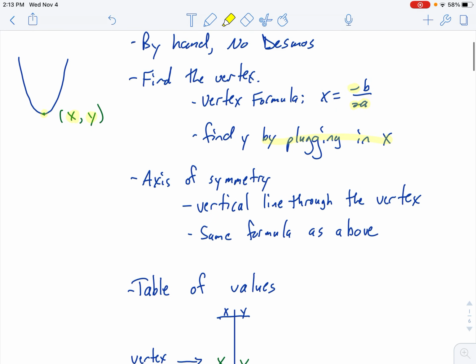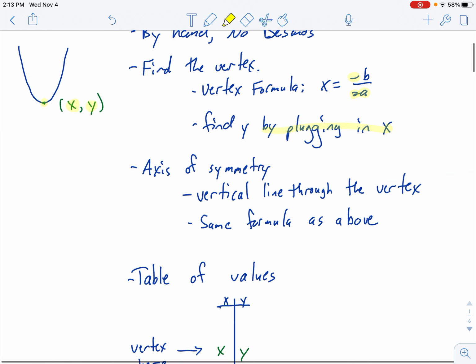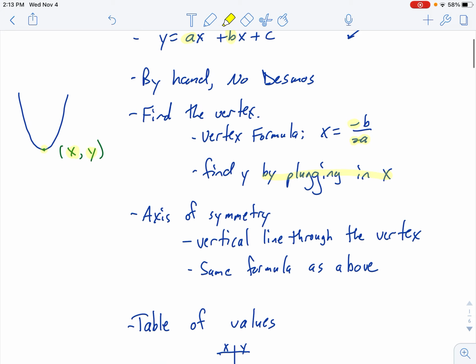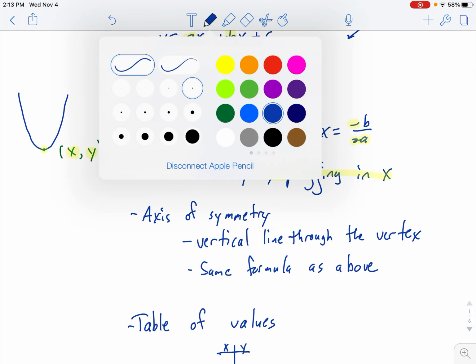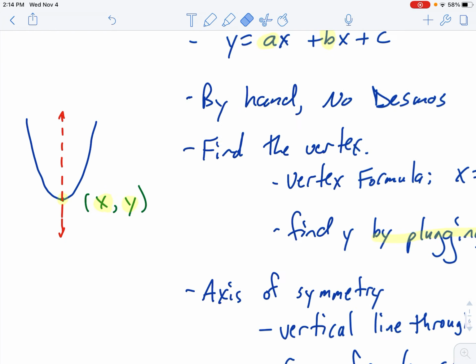Second, you're going to name what's called the axis of symmetry. Axis of symmetry is basically just a vertical line through the vertex. So if I go back over here to my sketch, maybe switch to red, if you can imagine a vertical line through the vertex, if you think of that as a mirror, the left side and the right side will be mirror images of each other. We call that symmetry. So that is the axis of symmetry.